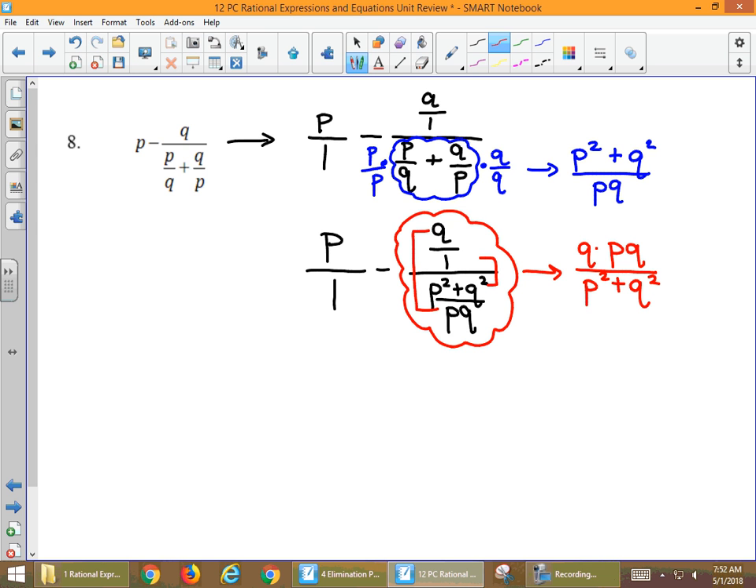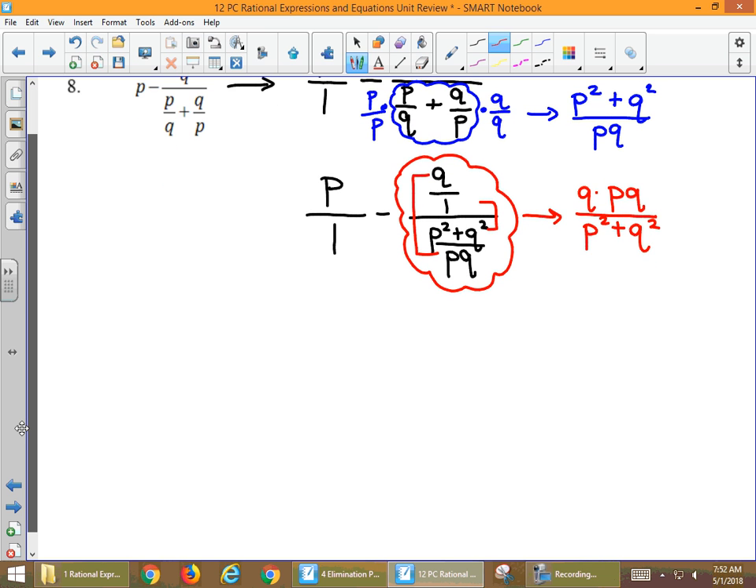Now we have that single fraction. Again, this is all about baby steps. The other thing I'm going to do here is rewrite the numerator because I have Q times P times Q. So that is PQ squared.